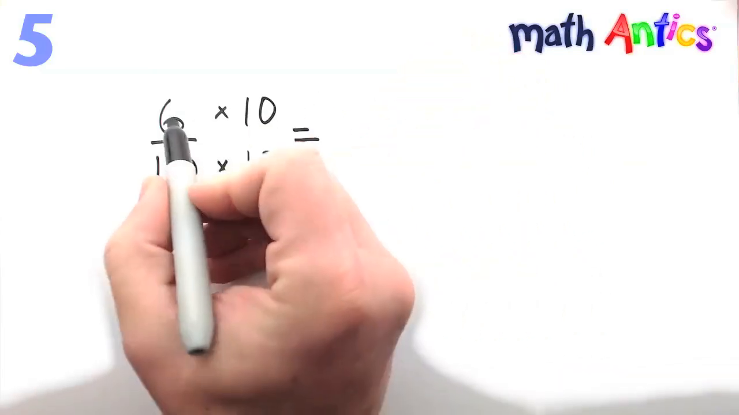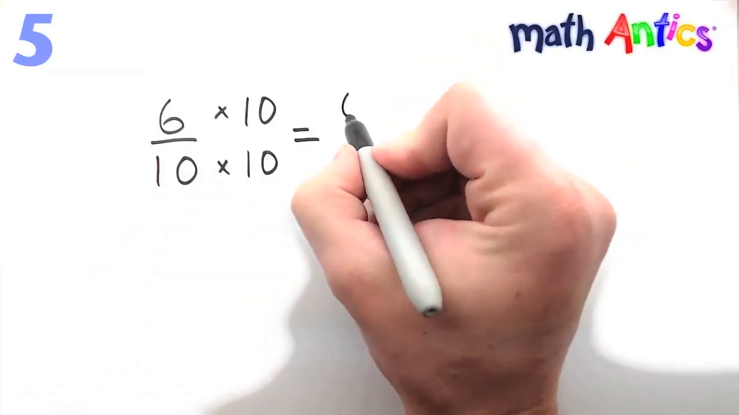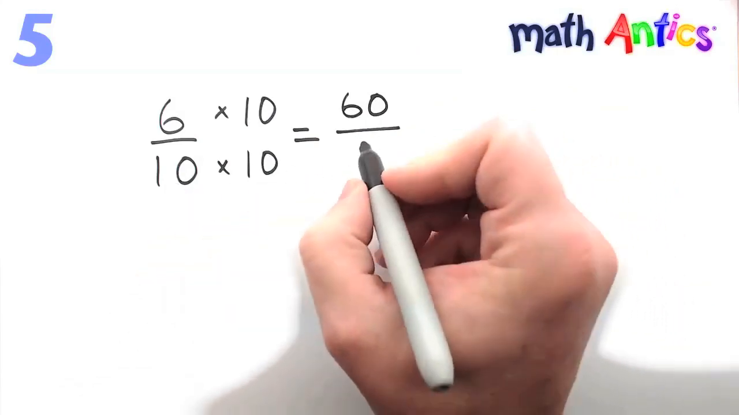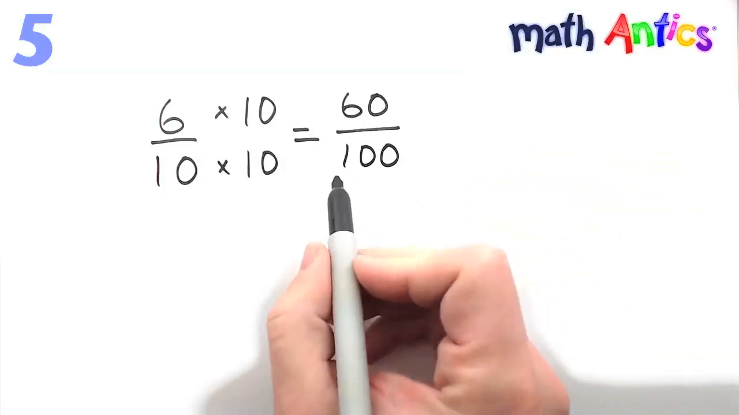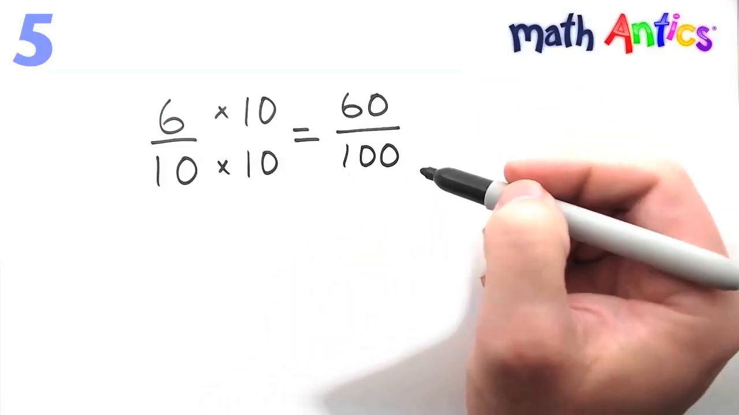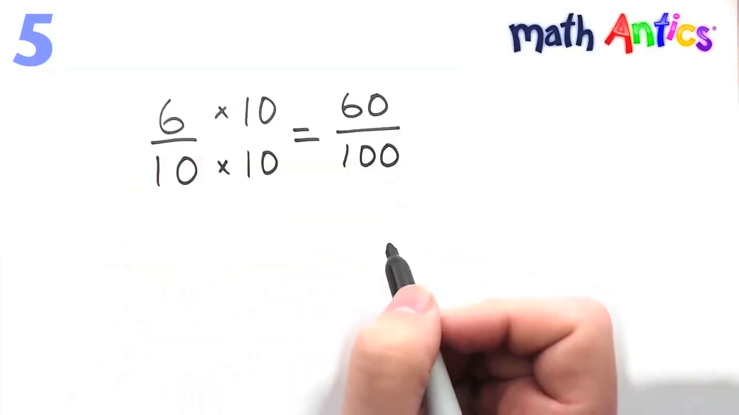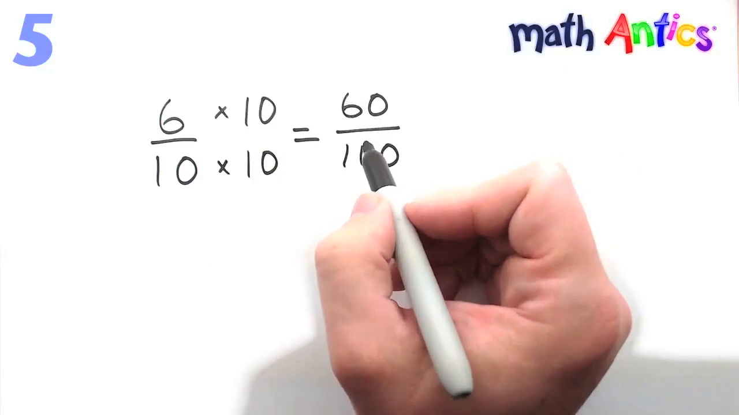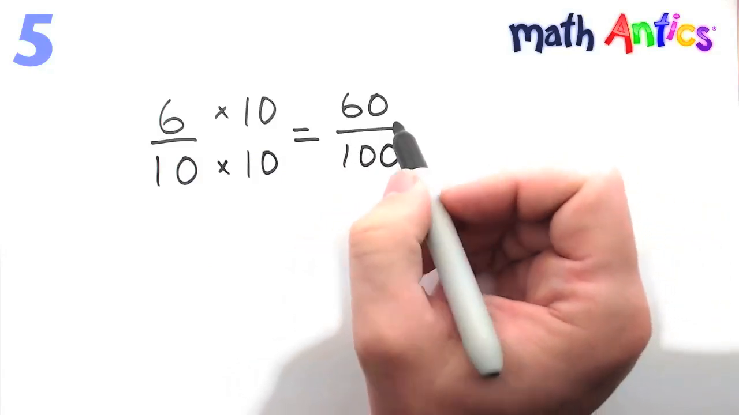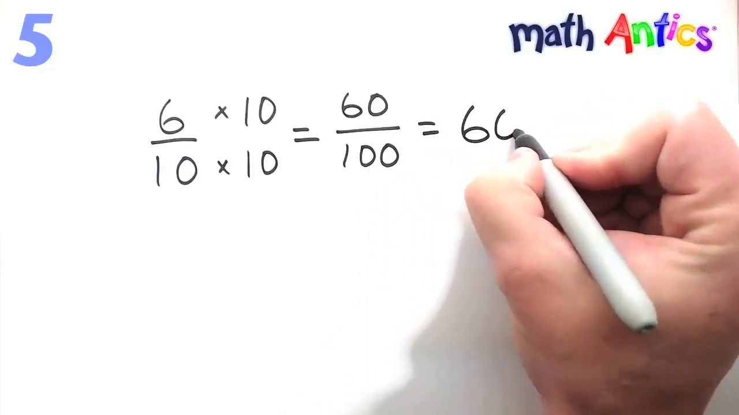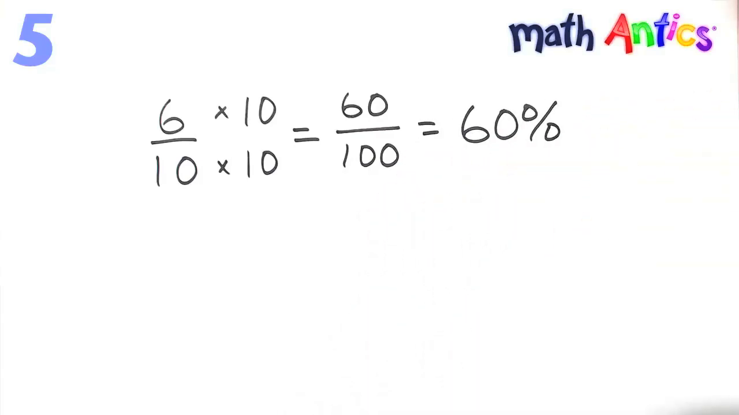All right, so we do 6 times 10, that equals 60, so that's the top number of our new equivalent fraction. Then we have 10 times 10, that equals 100. That's the bottom number of our equivalent fraction. So 60 over 100 is equivalent to 6 over 10. And now we need to write it in its percent form. And luckily, a percent is just a fraction with 100 as the bottom number. So that means the top number of this fraction is our percent. So we put 60%. So 6 over 10 is equivalent to 60 over 100, and that is 60%.